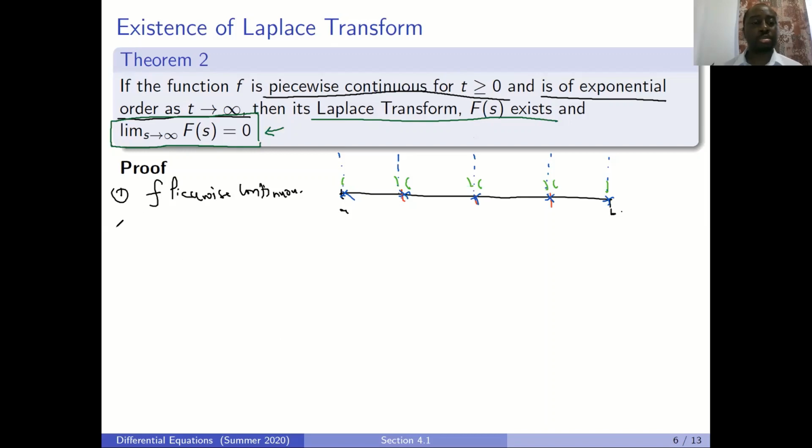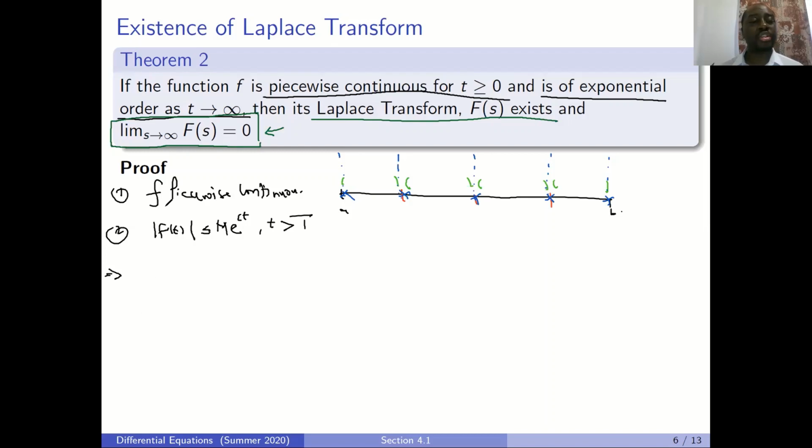We know what it means to be of exponential order. It means that we can bound the function above by some exponential function of this form, for all values of t greater than capital T. So how does this imply that the transform exists? Okay, let's think about this.